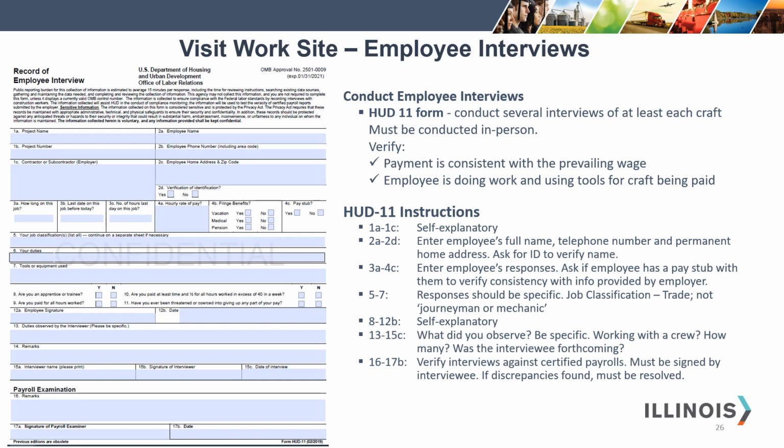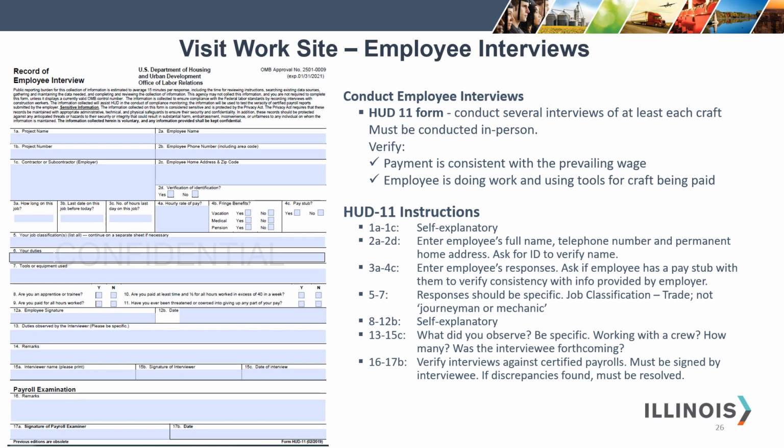So we're going to go through each section just very briefly. 1A and 1C is self-explanatory. 2A through 2D, you need to enter the employee's full name, telephone number, and a permanent home address. A lot of times these employees are at temporary addresses, so you need to seek their permanent home address, and this is in case wage restitution is owed. We need to be able to contact them.